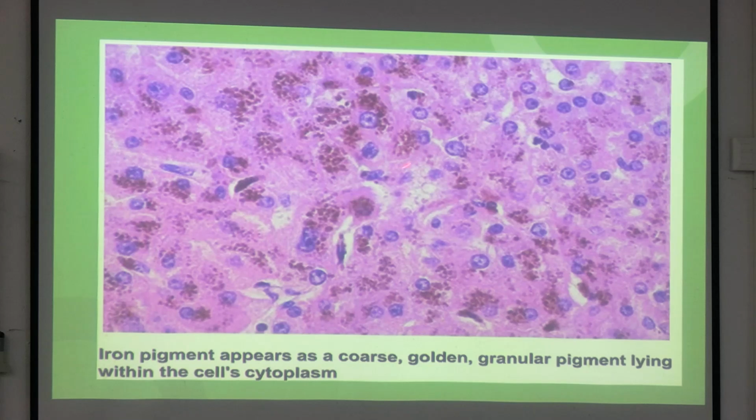The condition is known as hemochromatosis, and the slide is shown under the microscope like this. Hepatocytes, the nucleus, but the coarse golden granular pigment is deposited within the cytoplasm. This is the nucleus of hepatocytes. This is the cytoplasm that is heavily burdened with iron pigment. So this condition is known as hemochromatosis, and the pigment name is hemosiderin.